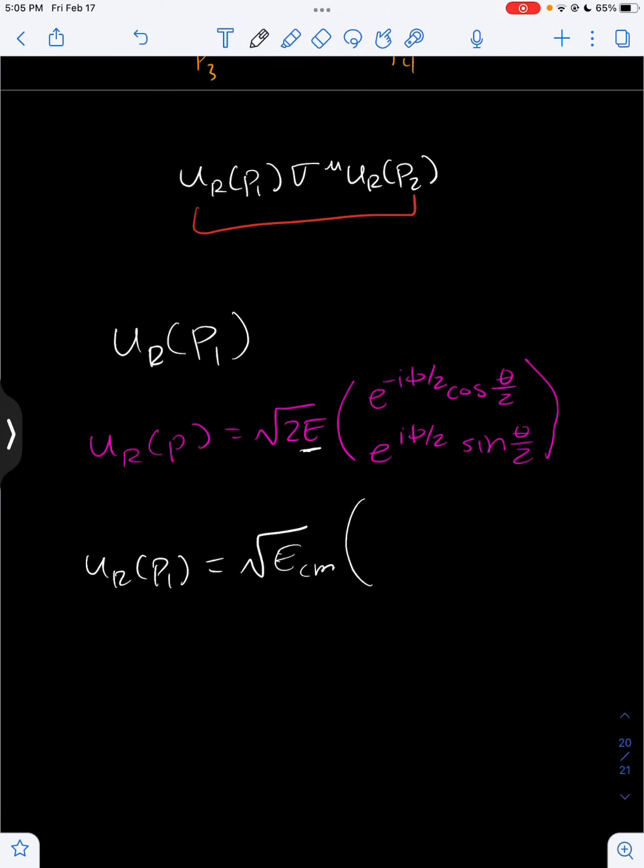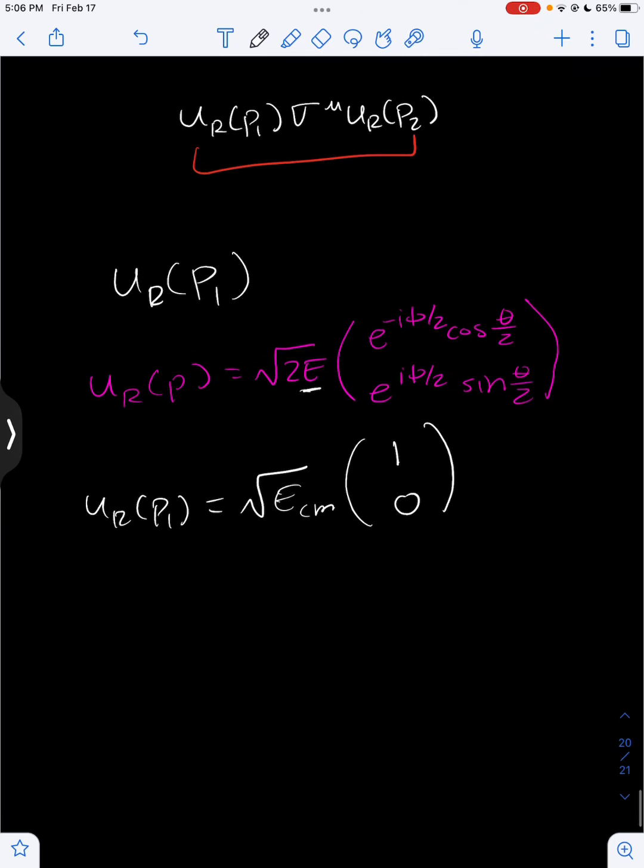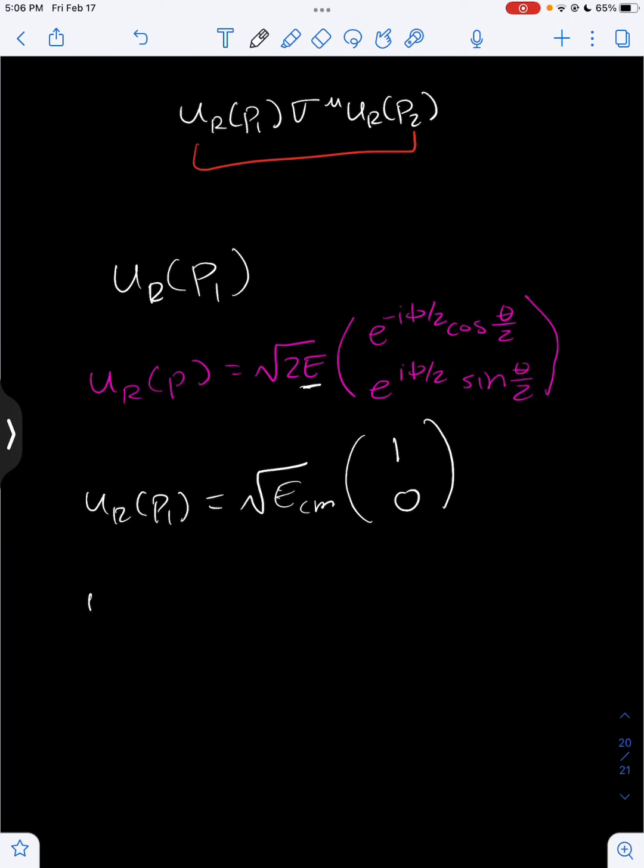And since theta and phi are both 2 for the P1 particle, the electron, this means that we are going to have 1 and 0 over here. Now we have to do the same thing for the second particle, the muon.